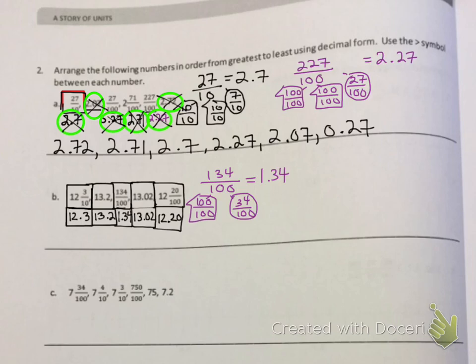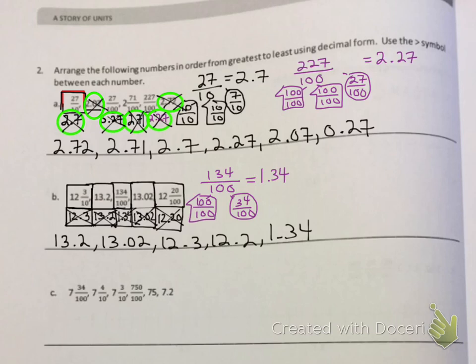All right, so let's look at it real quickly. Looks like 13 and 2/10 is going to be my first greater number. I'm looking at the wholes. 13 and 2 hundredths, nice. 12 and 3/10, nice. 12 and 2/10, and then 1 whole and 34 hundredths is my last one.